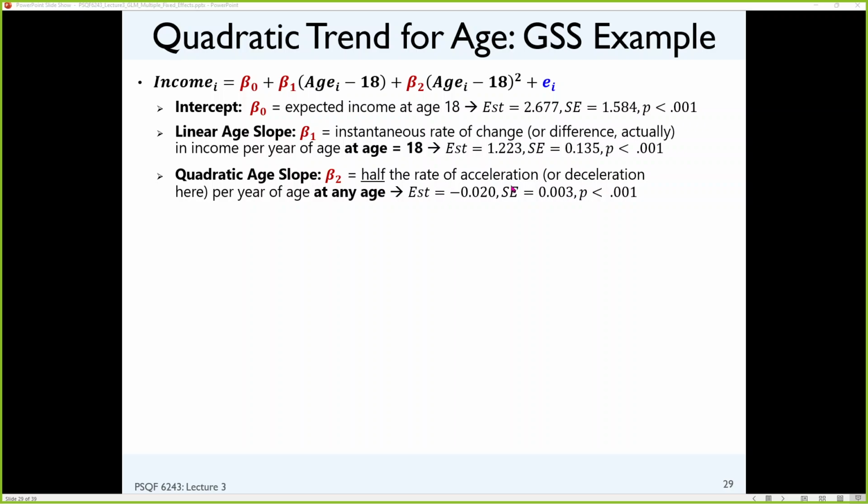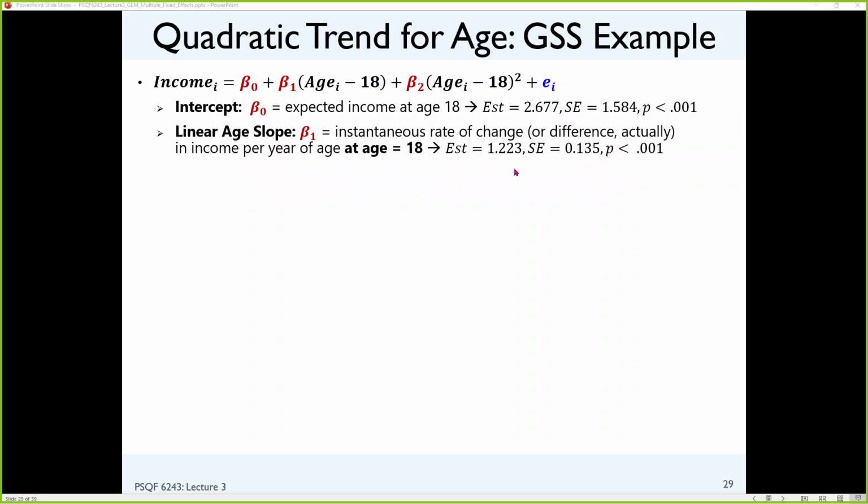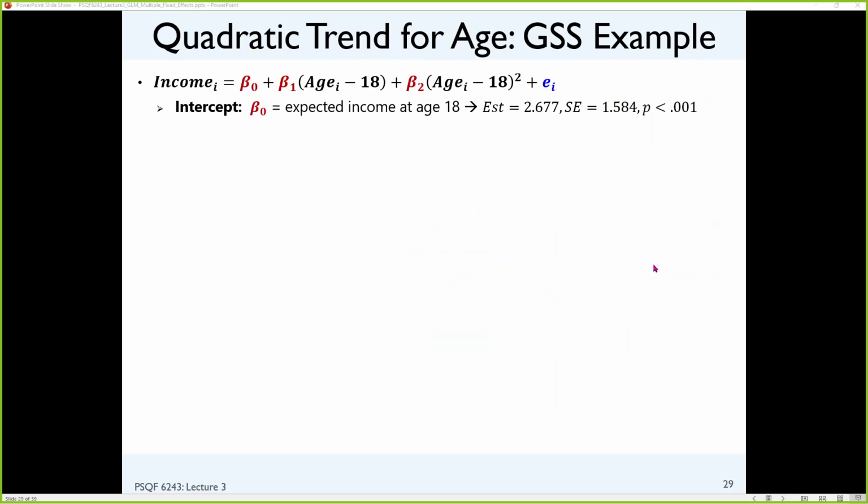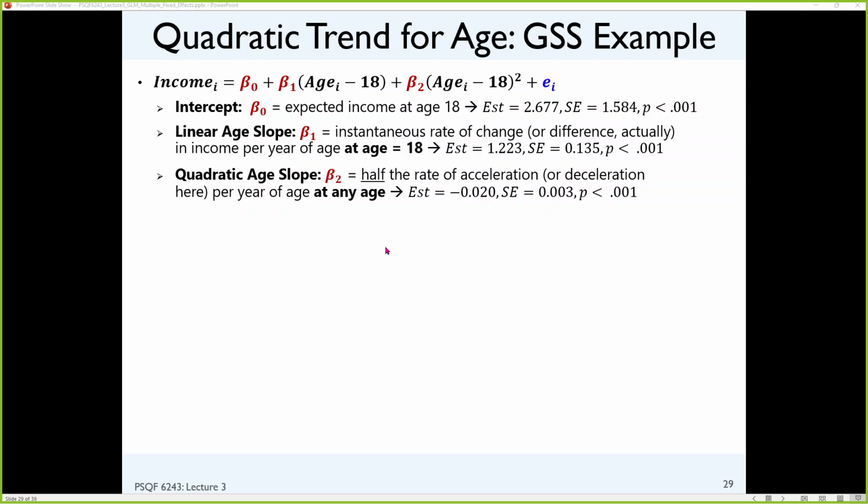Quadratic slope then is half the rate of acceleration or deceleration. So we multiply it by 2 to talk about what it does to the linear slope. The way that I would interpret this, change it to negative 0.04, that is how much less positive the slope of 1.2 gets per year of age. So the slope itself is slowing down, and that is as expected based on the picture here. It is becoming less positive. Eventually it will hit 0, and then it will come back down the other side and turn negative. So twice the quadratic is what happens to the linear per unit x.